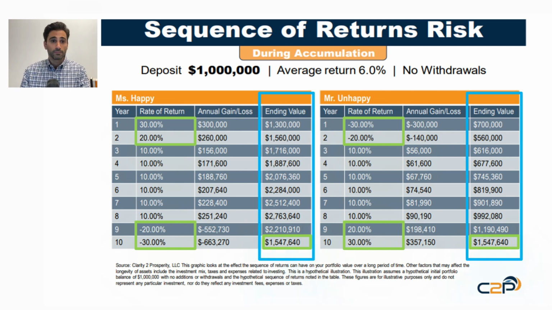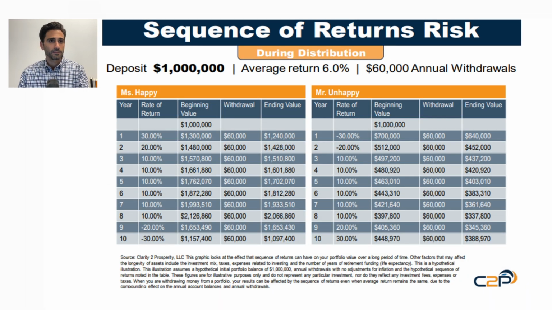Now you'll see, though, that the path to which Miss Happy and Mr. Unhappy got to their ending value was completely different. At one point, Miss Happy had over $2 million, but on the other side, Mr. Unhappy at one point had lost almost half. But they weren't concerned with the values, right? Because they were working and, again, they were saving money and they had an income. They weren't relying on their assets for distribution. So sequence of returns risk does not exist in the accumulation phase.